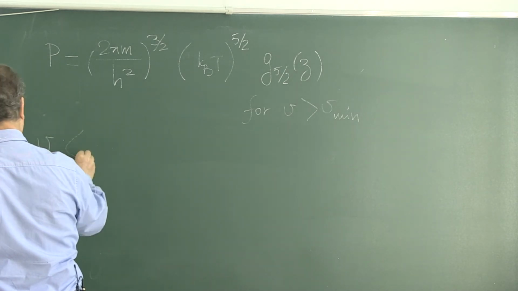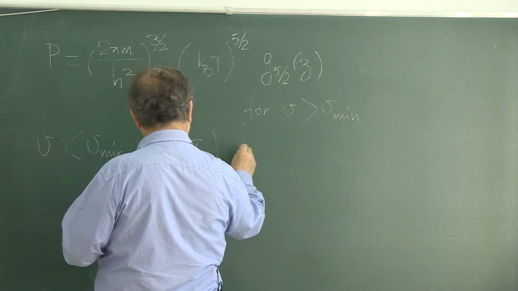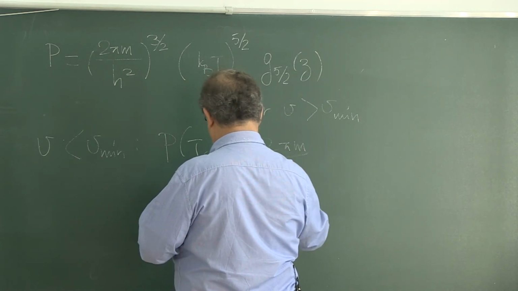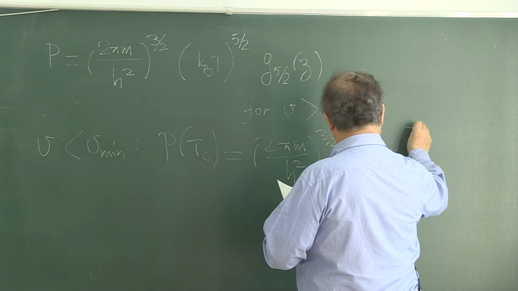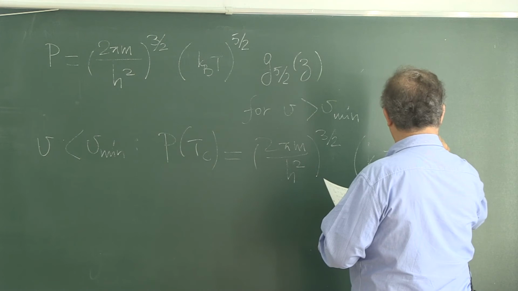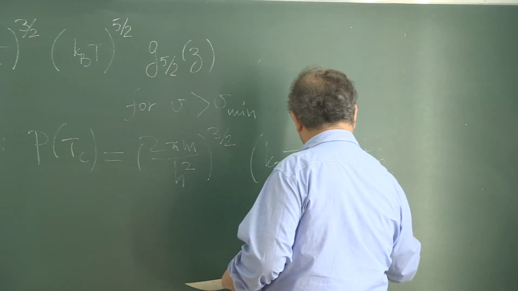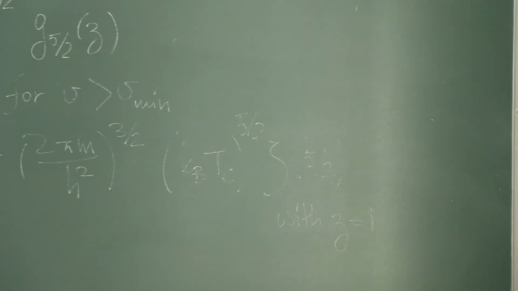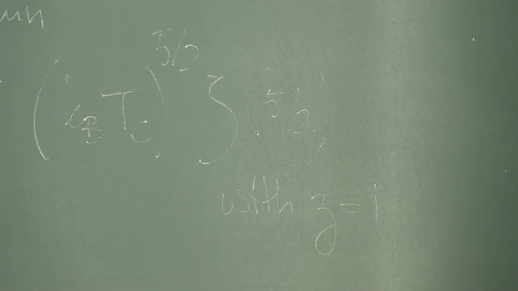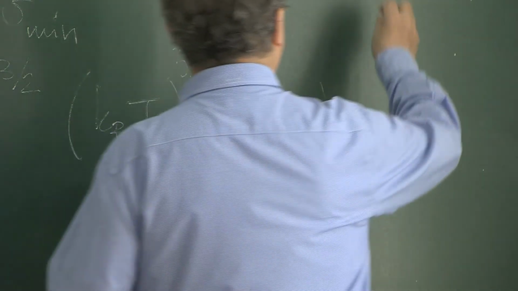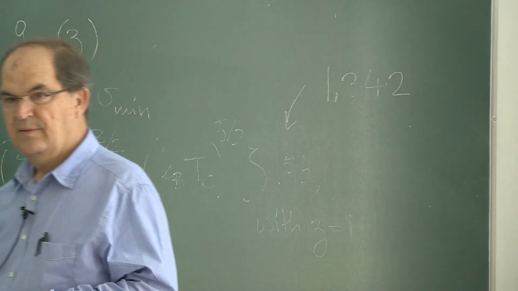For V smaller than V minimum, we have P at Tc, if you like, (2πm/h²)^(3/2) (kB Tc)^(5/2) zeta(5/2), with z equals 1. g_{5/2}(1) is exactly this zeta value, isn't it? 5/2 is different, 3/2 we know, 2.612, but that thing is 1.342. Riemann zeta function.